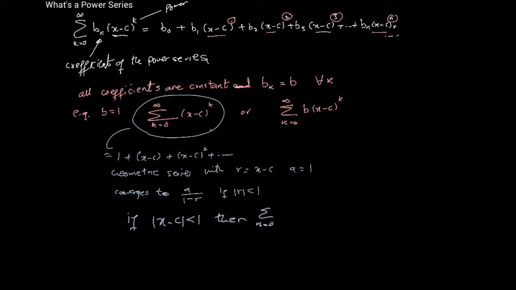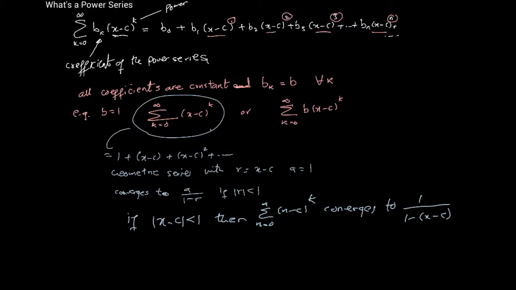The sum from k equals 0 to infinity of (x minus c)^k converges to 1 over 1 minus (x minus c). So it converges to 1 over 1 minus (x minus c), which basically, if we open the bracket, is just 1 over 1 minus x plus c.